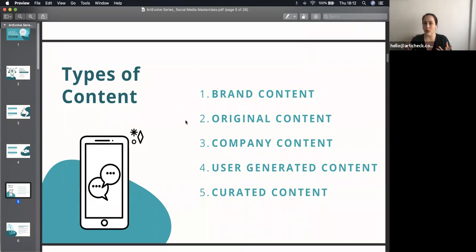And the reason that we're going to go over all these different types is that a big part of a social media strategy is using variety and using different types of content so that you can engage your audience in different ways. So I would say the typical Instagram feed or Facebook feed or Twitter feed that I see, a lot of it is going to be brand content, okay? And we'll go over together what these mean, but a lot of it is going to be brand content.